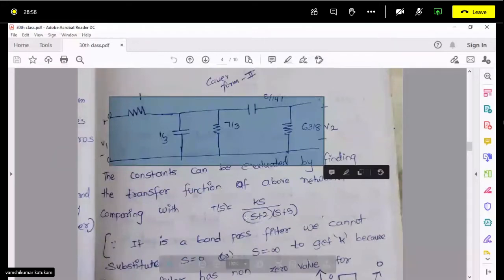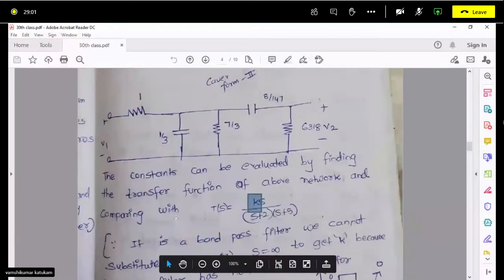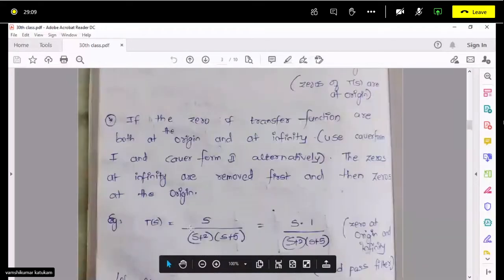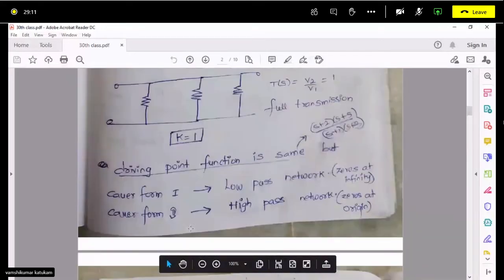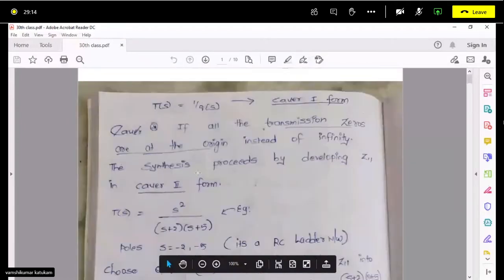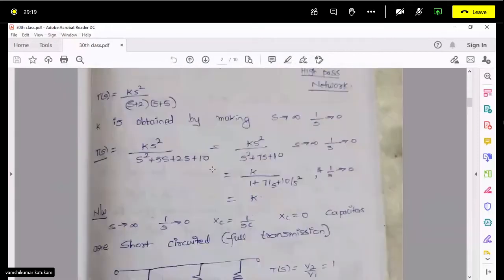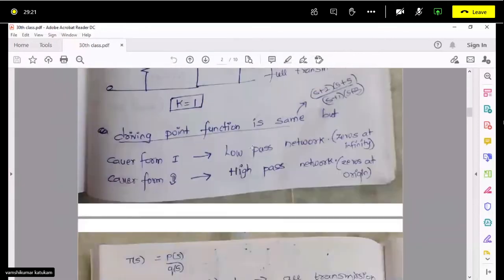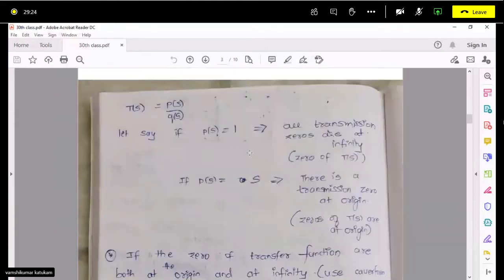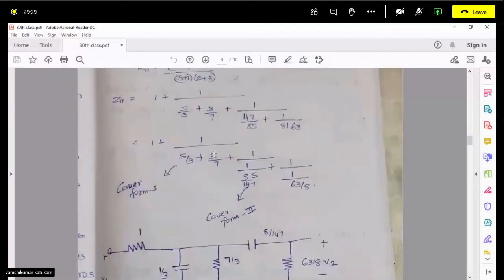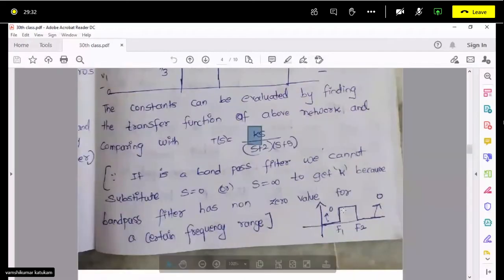Okay, so here you cannot substitute s equal to 0 or s equal to infinity. If you remember, in the low pass filter we substituted s equal to 0, in the previous class. And today in the case of s square, which is a high pass filter, we substituted s equal to infinity. But if you have s, which is a band pass filter, you cannot substitute s equal to 0 or s equal to infinity, right? Because you will get 0, because the band pass filter value is this.